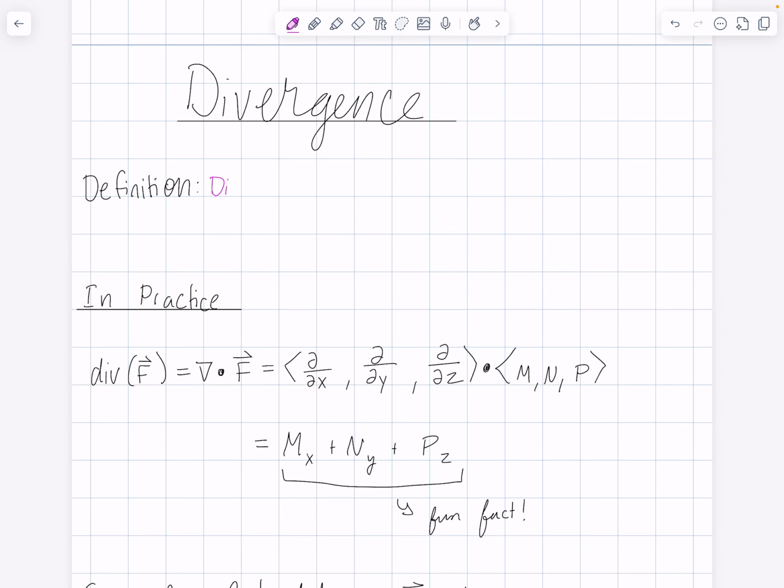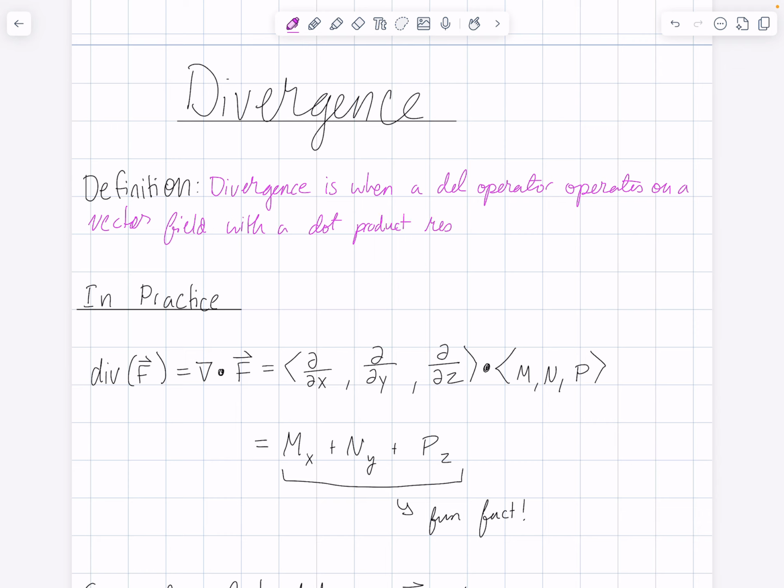So divergence is when a del operator operates on a vector field with a dot product, resulting in a scalar field.